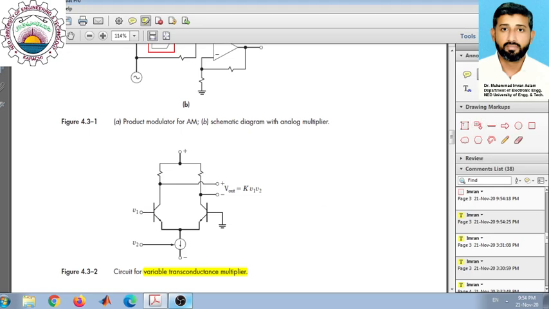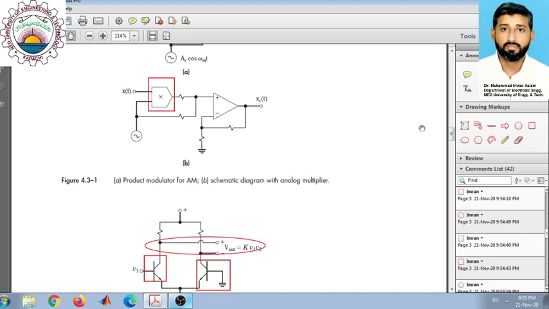The variable transconductance amplifier is actually a variable gain amplifier. You can see it here. It uses two transistors. You can see one transistor is here and one transistor is here. The output is obtained in differential form. You can see that the output is the difference of these two sides. The gain is represented by the current of the emitter. So the current which is coming out of this emitter is controlled by the circuit V2.